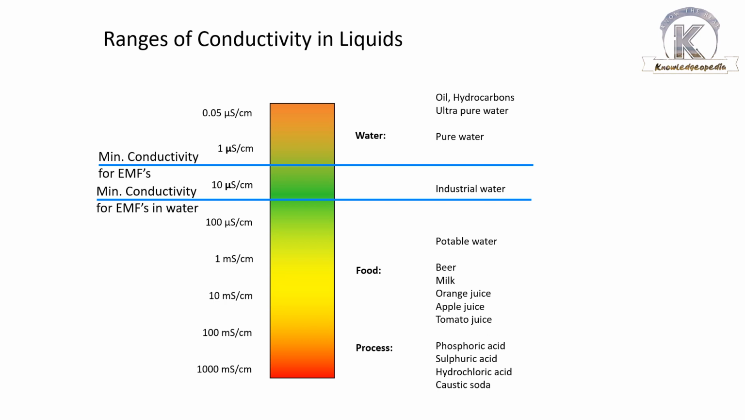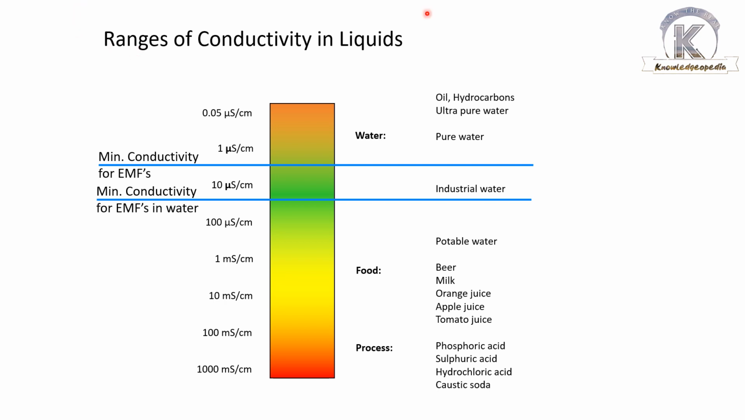So, as I already have told you, the conductivity of the liquid is of primary importance for a magnetic flow meter design. So let's have a look at the ranges of conductivity of the liquids.